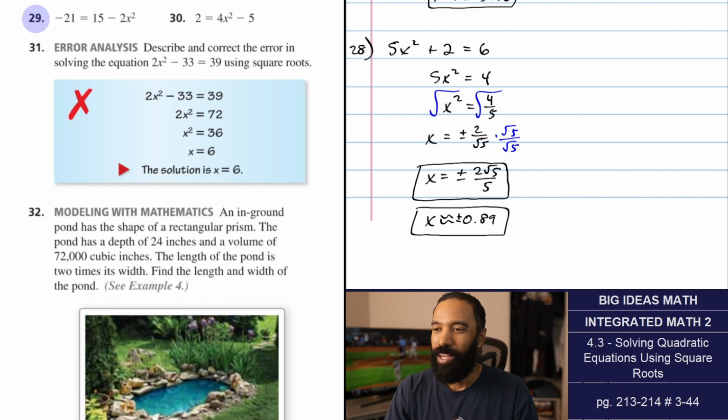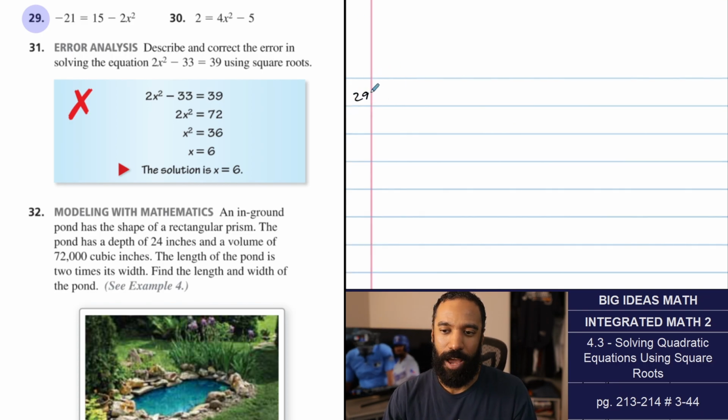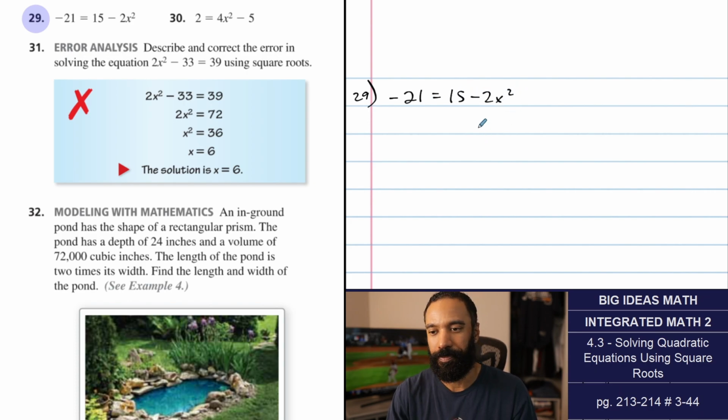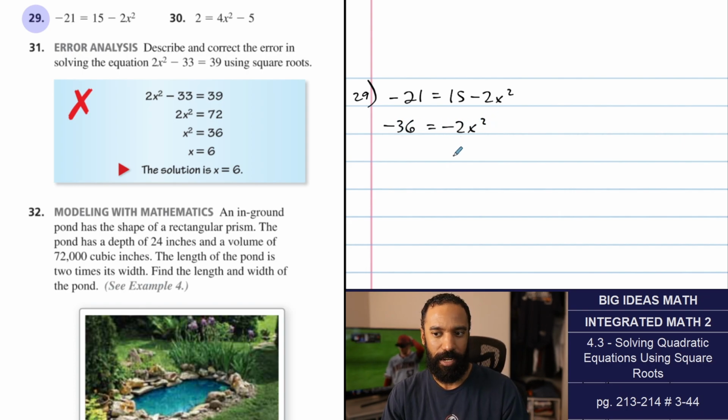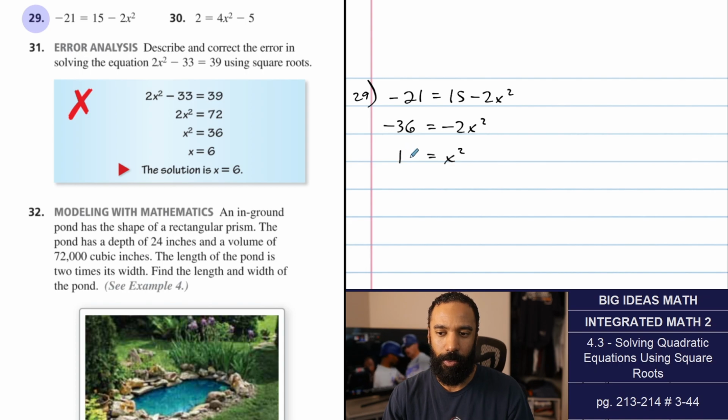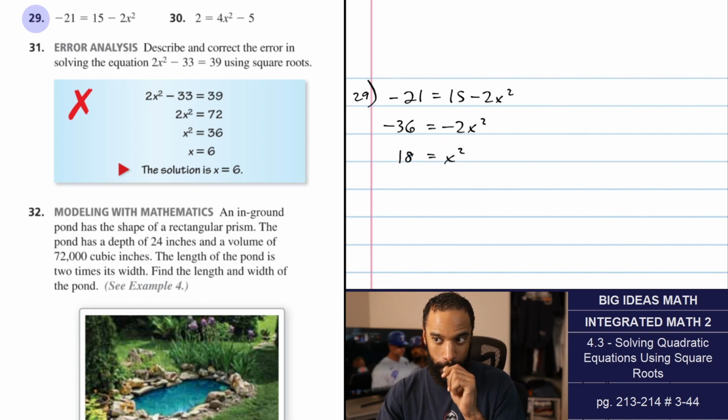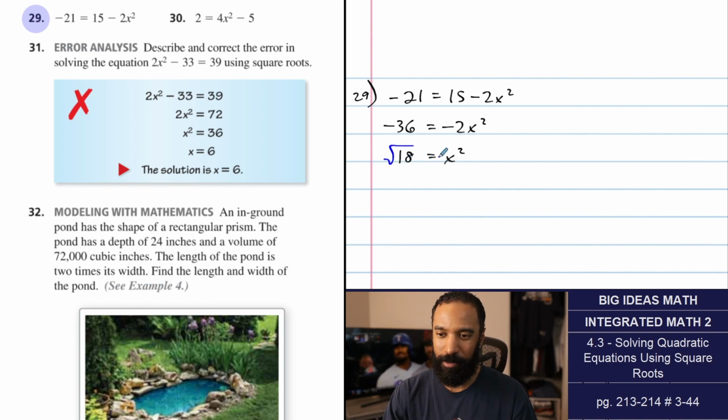All right. Numbers 29 and 30 still left to go on this set. Maybe some more of that rationalizing coming in. We have negative 21 equals 15 minus 2x squared. I'll keep the 2x squared negative. I just want to make a point of what I'm going to do here. Subtract 15 from both sides, and you get negative 36. And then when I divide by negative 2, what was negative here will turn positive. So we will get positive 18.